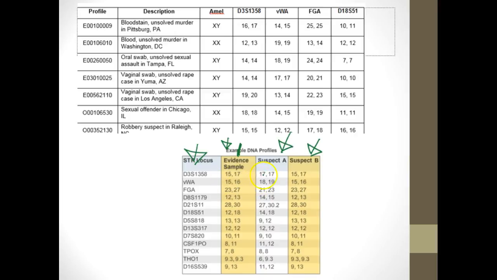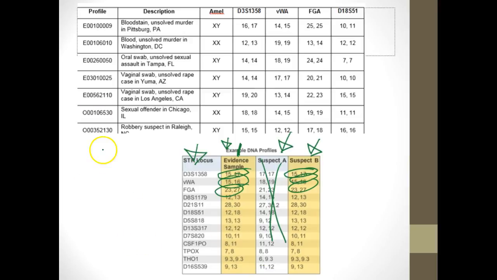And in this case, our evidence matches which suspect? Suspect B. See, 15, 17, 15, 16, 23, 27, it matches all the way down. If you have a match all the way across, then you've got a match. Suspect A, it doesn't match. I don't think it matches with any single one of them. So yeah, we know it is not suspect A.